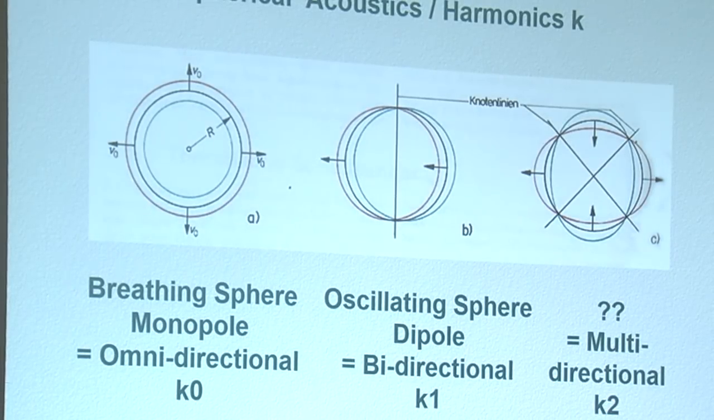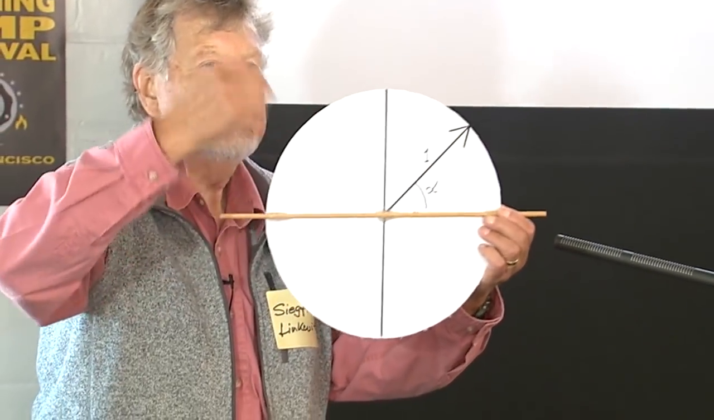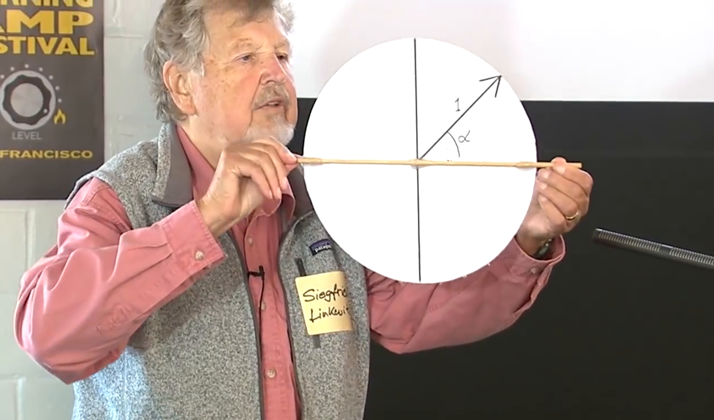So that's enough about theory. So we have the basic omnidirectional radiator, radiating in each direction. This would be in the vertical plane.